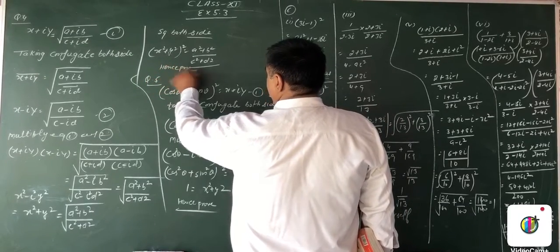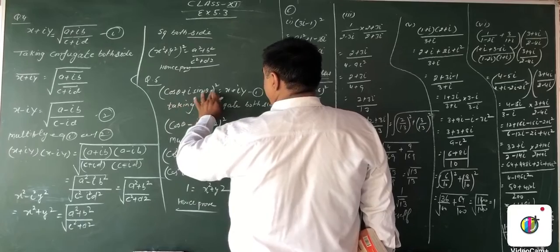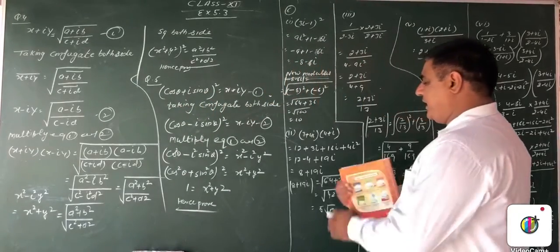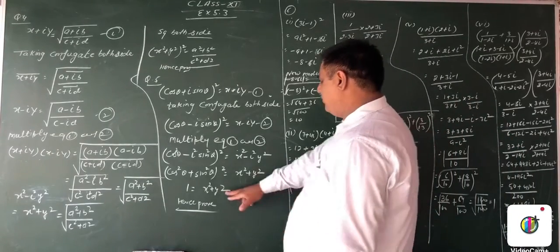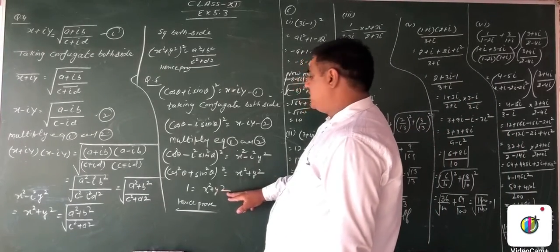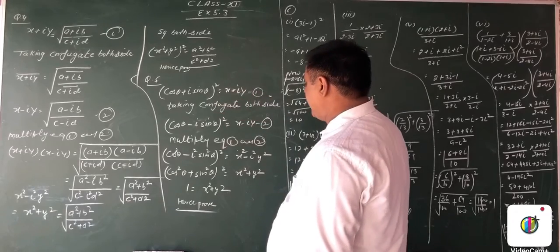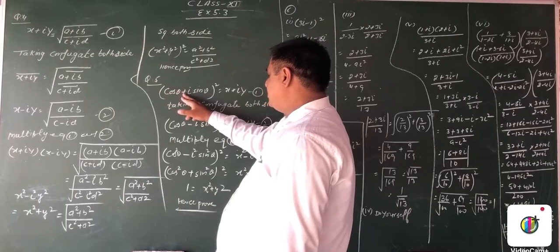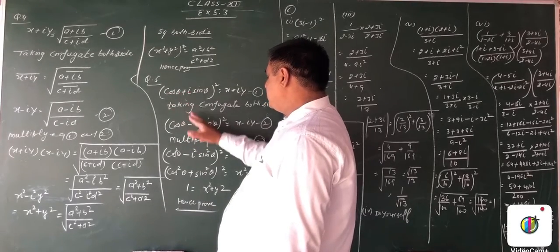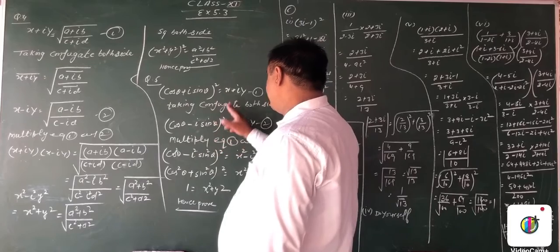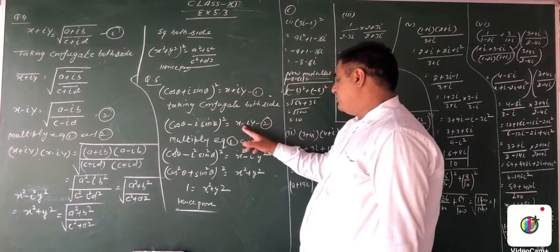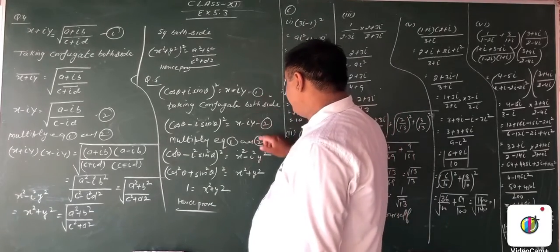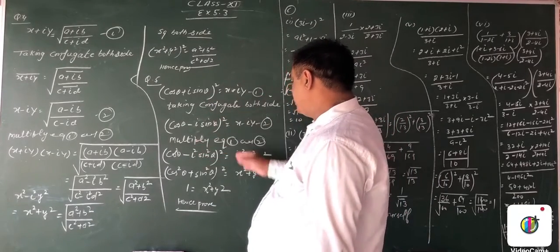Now in question number 5, it says that (cos theta plus iota sin theta) whole square is equal to x plus iota y. It is given. We have to prove that x square plus y square is equal to 1. So now we take the conjugate of both sides. Taking the conjugate, cos theta stays, the plus changes to minus with the imaginary part iota sin theta, whole square, and this is also x minus iota y. Multiply equation first and second, left hand side to left hand side, right hand side to right hand side.